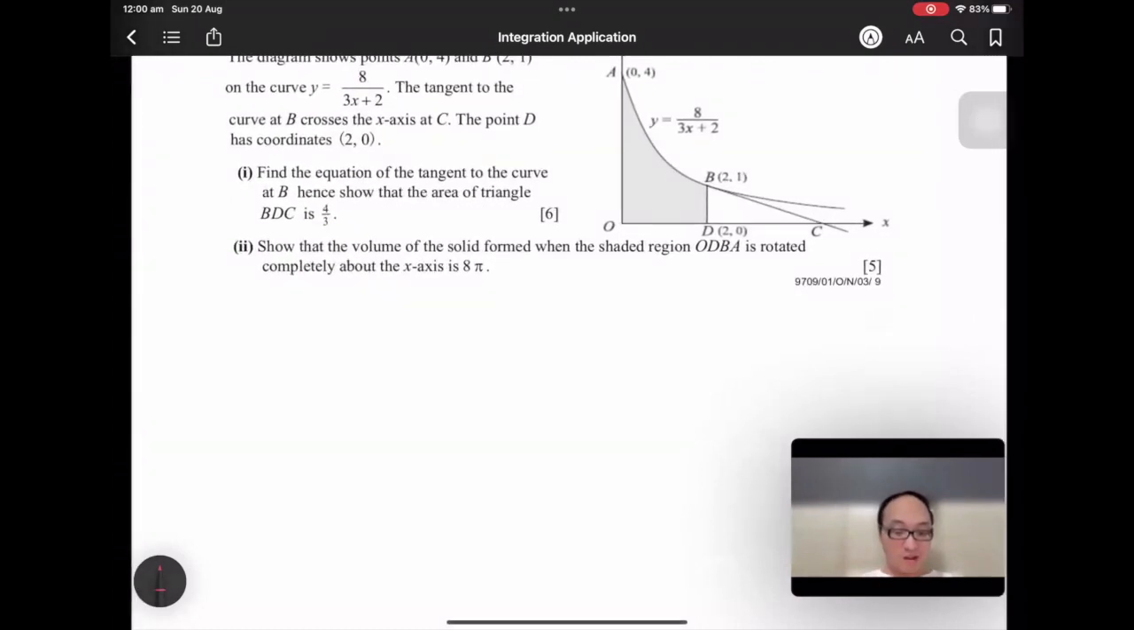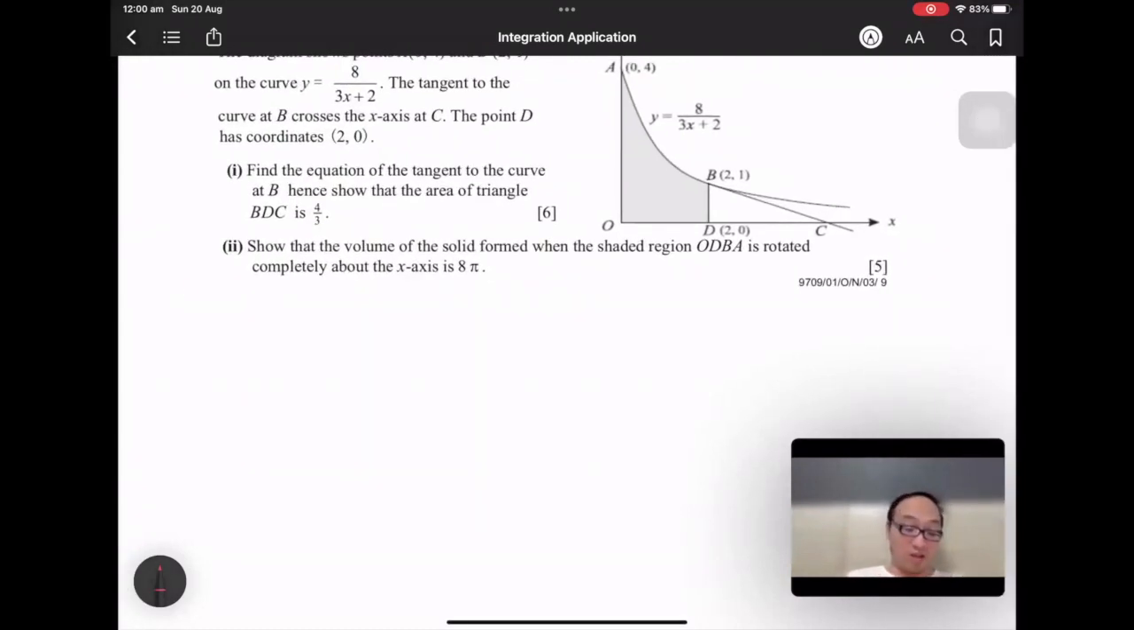So we have to find the gradient of the tangent. So y equals 8 over (3x plus 2), which is 8(3x+2)^-1. So dy/dx will be equal to the power of -1. So it's -8(3x+2)^-2 times 3, so -24 (3x+2)^-2.